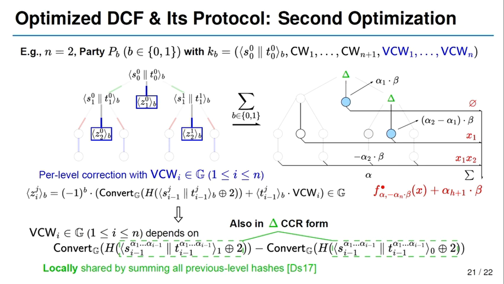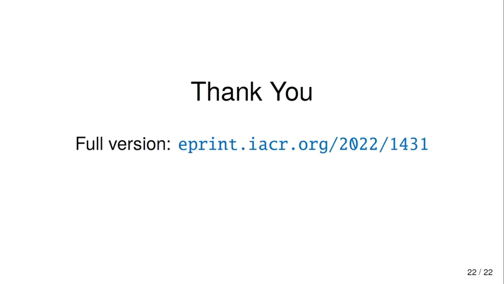And in this way, if we use this second optimization with the first one, we can also construct each VCW using the delta-related CCR. And in this way, some part of the VCW can be locally shared using the black box evaluation technique of the DS17. And the other part of the VCW can be securely computed in parallel, so that we can also save the round complexity and the communication of the previous DCF construction. And that's all of my report. Thank you.